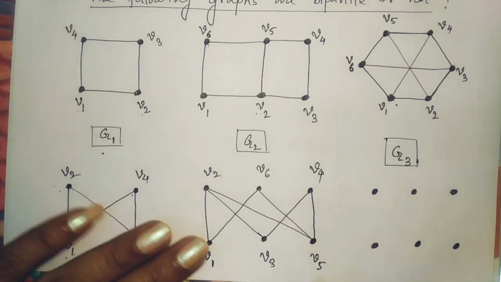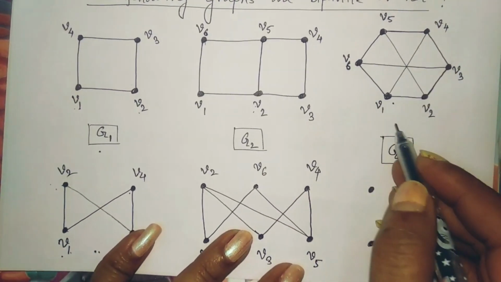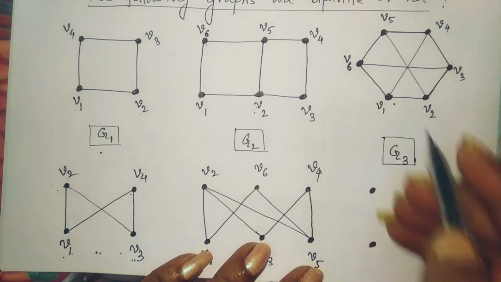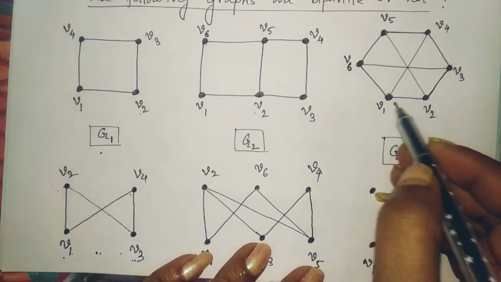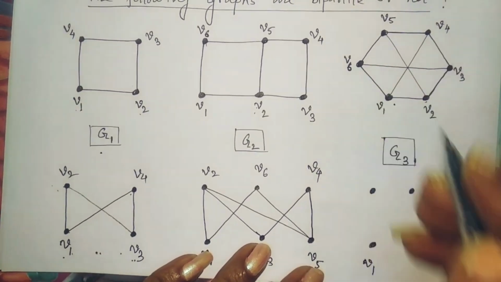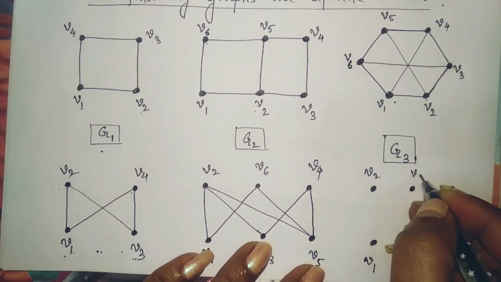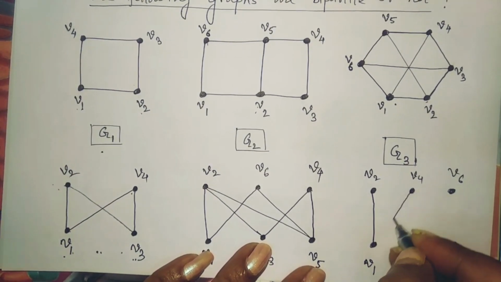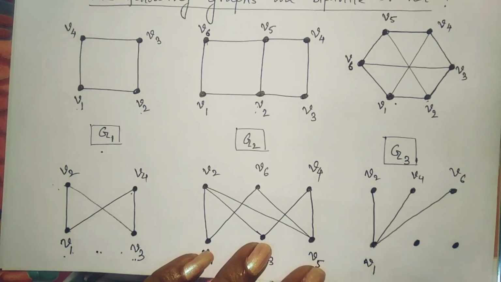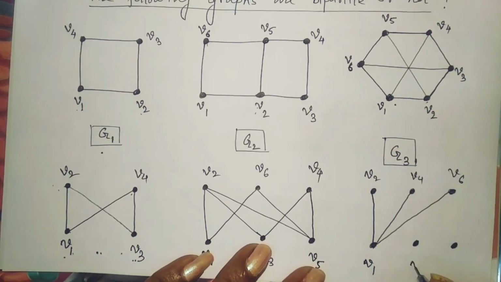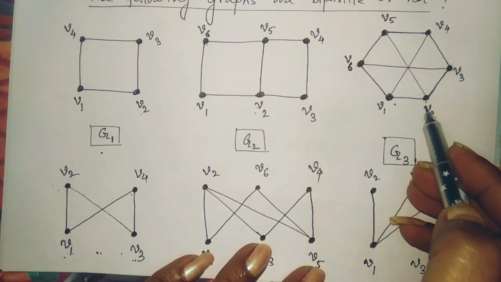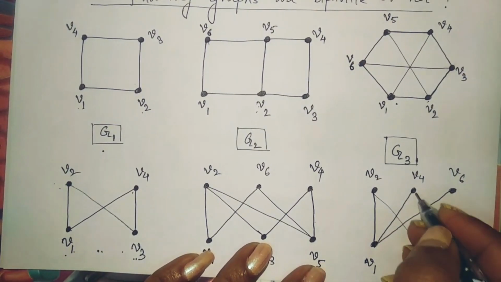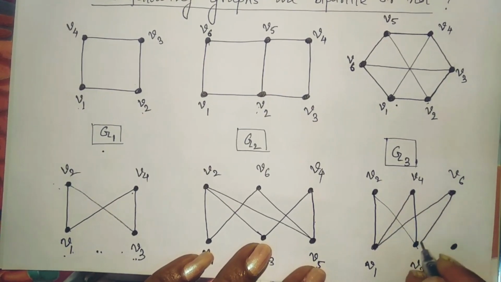Again, one more graph is given, that is G3. If we try to draw this in a different manner, then we start from v1. v1 connects with v2, v4 and v6. So we can say these are v2, v4 and v6. Next is v3. v3 connects with v2, v4 and v6.